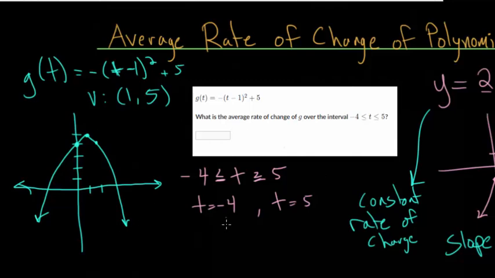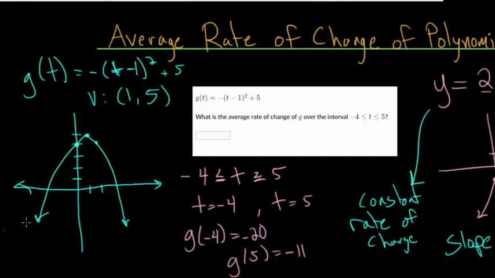So at least for this one, we can get a picture of what's going on, but in general, you need the y value so that you can use the formula to find the rate of change between these. So let's plug these into the function. We have g of -4. So you get -4 minus 1, which is -5, squared, which is 25, and then we take the opposite. So -25 plus 5, that would be -20. When we plug in 5 to our function, you get 5 minus 1, which is 4, squared, which is 16, and we take the opposite. So -16 plus 5, that would be -11.